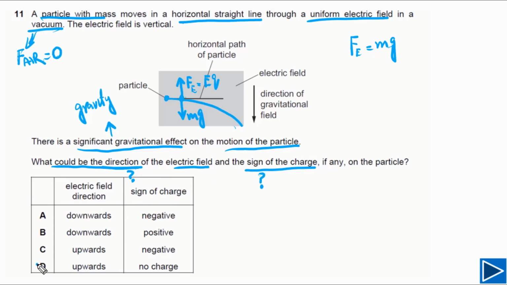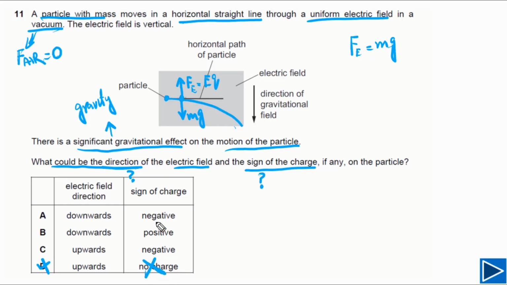Now let's look at these options and try to find the answer. Option D is telling us there is no charge on the particle. If there is no charge, it means there is no electric force, so the particle will follow a parabolic path. So this is not a possible option. This is an incorrect option, so we can eliminate it.